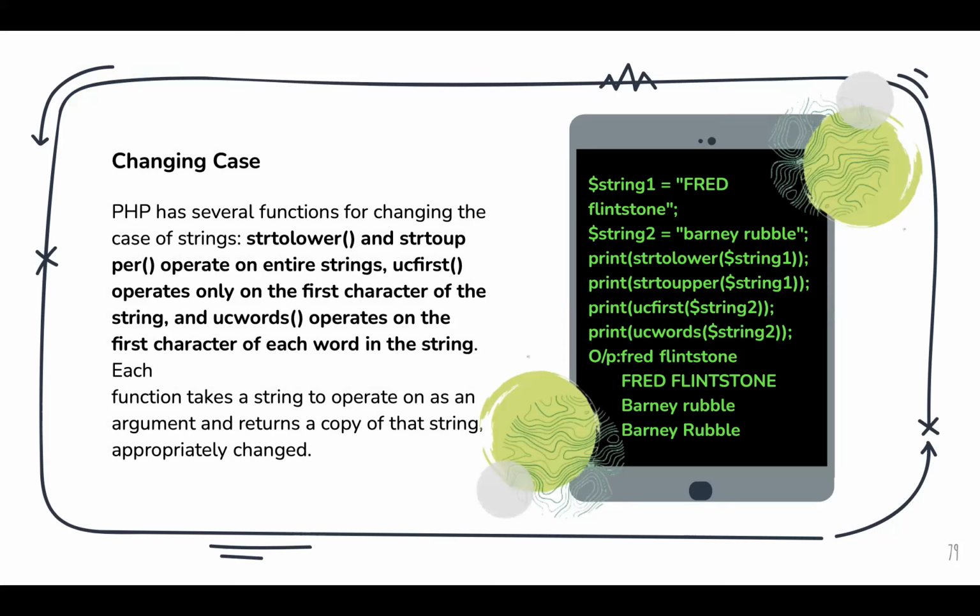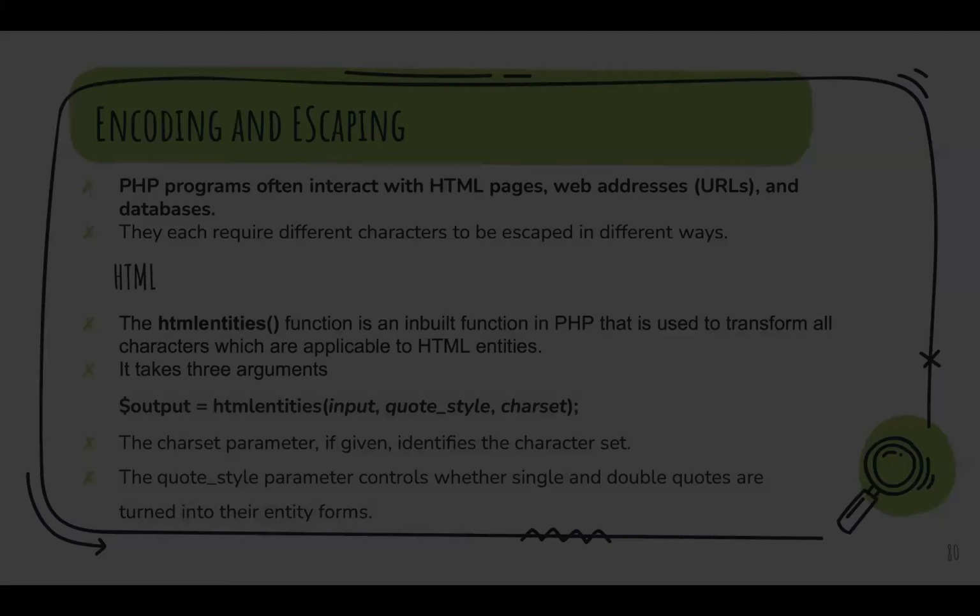An example of how we change the cases of strings is given in the slide. In using strtolower, we see that the first string, Fred, which was initially defined as an uppercase word, is given as a lowercase word in the output. And when we use strtoupper, the string changes into an uppercase word. And then you see the first letter in the string changes to an uppercase letter. And you see the first character of each word in the string change into uppercase letters.